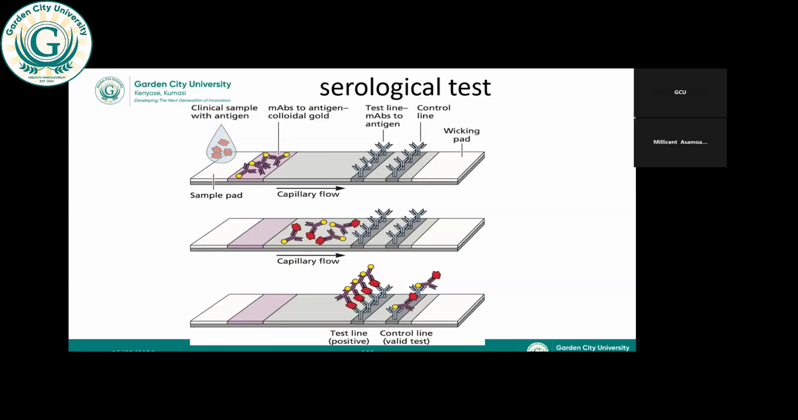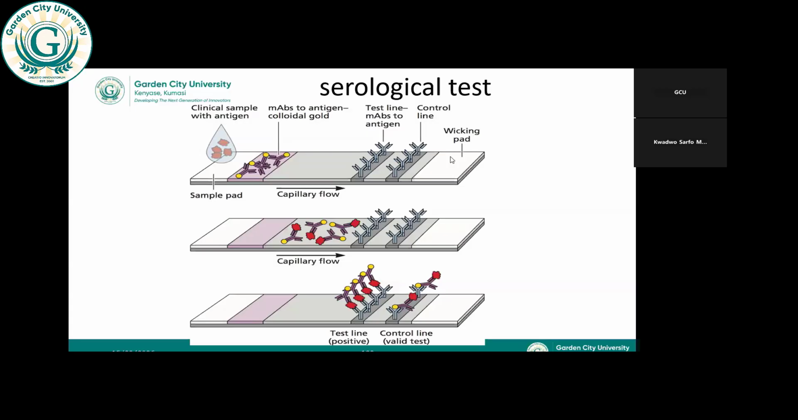But this one will only show a band when the target is inside the sample. The antigen must be in the sample before there will be a binding. That's how come always the control line is showing positive, but the test line only shows positive when the target antigen is inside the sample. Is it clear? Yes, sir. Right. Thank you. Welcome.